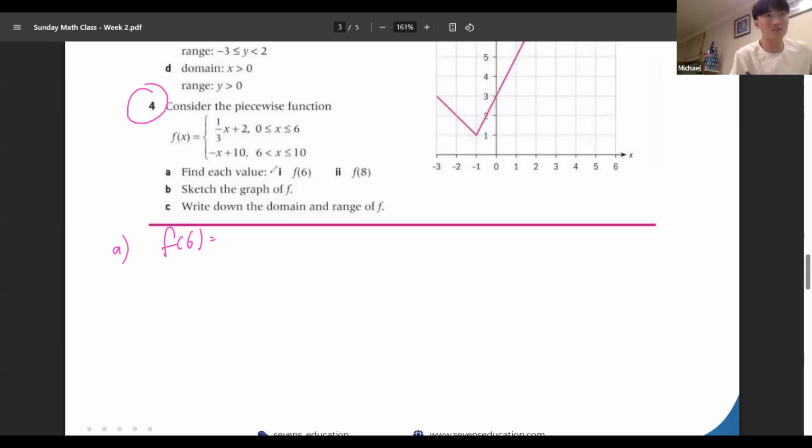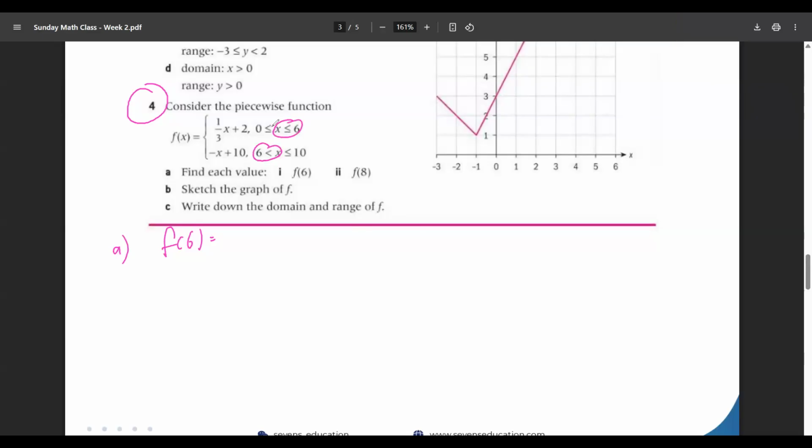No. So this says strictly bigger than 6, but less than 6, right? Mm-hmm. So technically you should be using this one, because x right now is equal to 6. Less than or equal to 6. So at 6, it should follow the first equation. Right? Right.